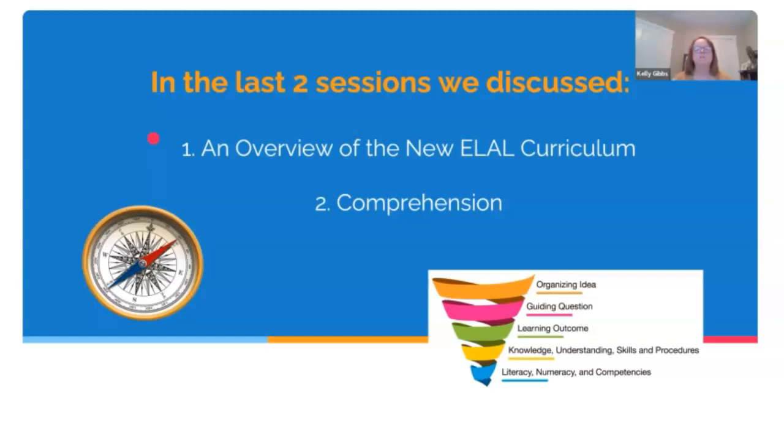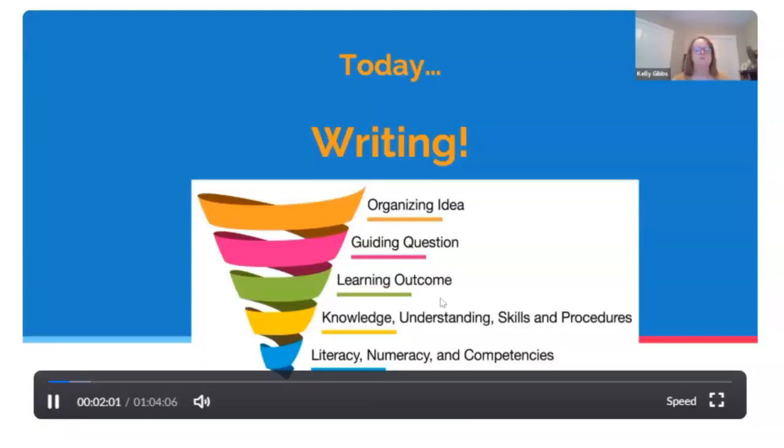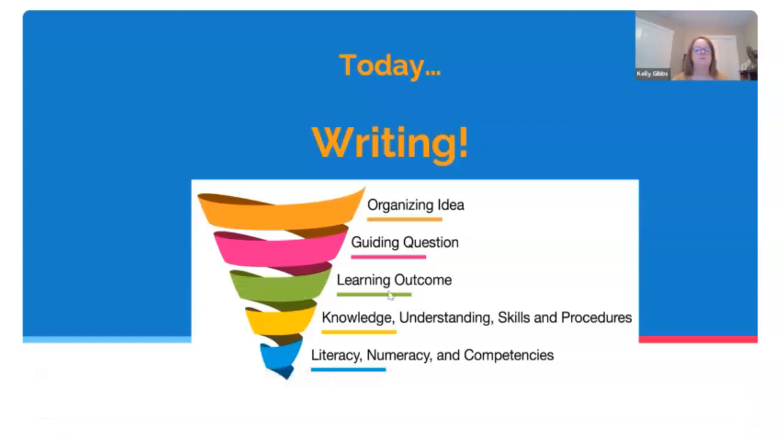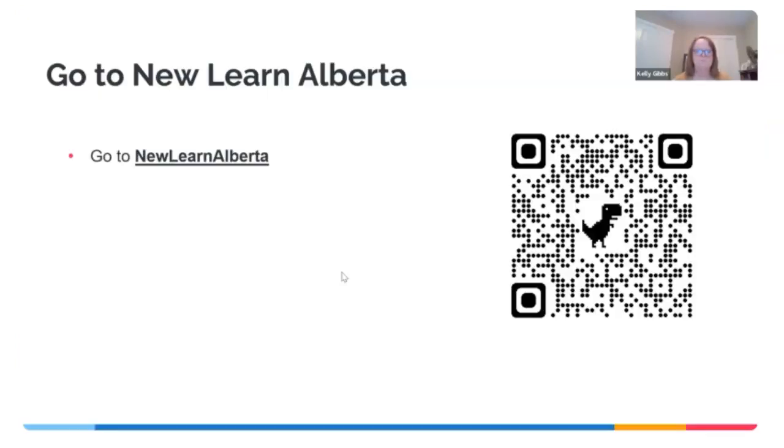So in the last couple of sessions, we started with the overview. We went to comprehension, and we talked about that spiral and how everything is nested together. Today, we're going to focus on the writing aspect, particularly the learning outcomes, but then trying to focus on those understandings and how we're pulling them out and connecting them to knowledge and skills and procedures. Here's your link or QR code for ULearn Alberta if you need to go there.